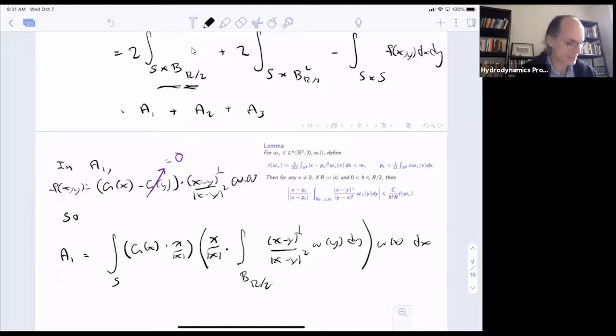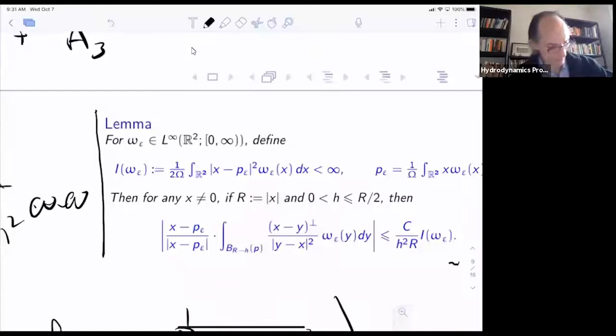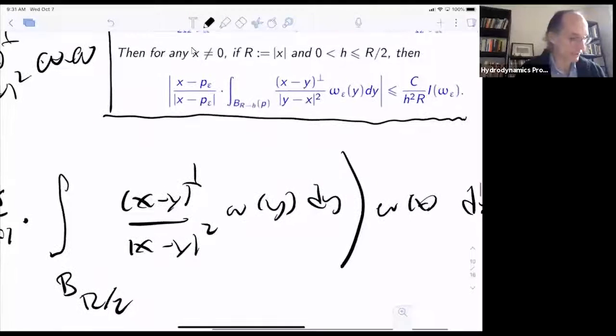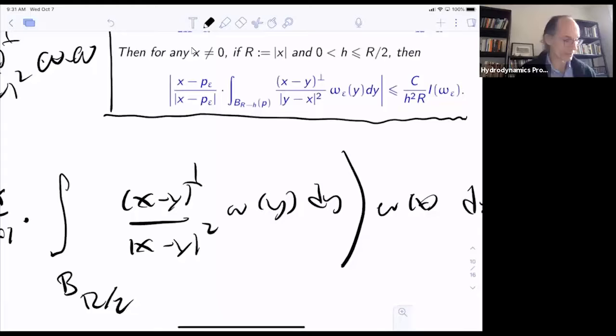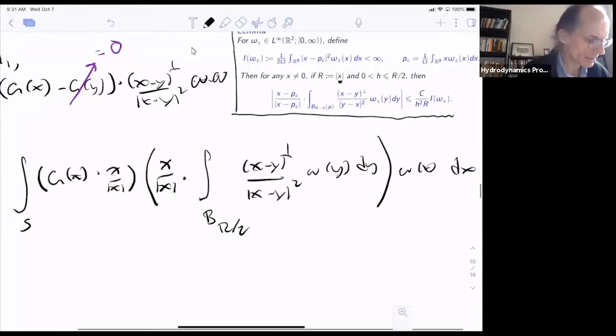Okay, but this is exactly the quantity from the earlier lemma. So if we assume P is 0, then we have exactly this quantity, where H is R over 2. Okay, actually the modulus of X is greater than R, but we can apply this with H equals R over 2.